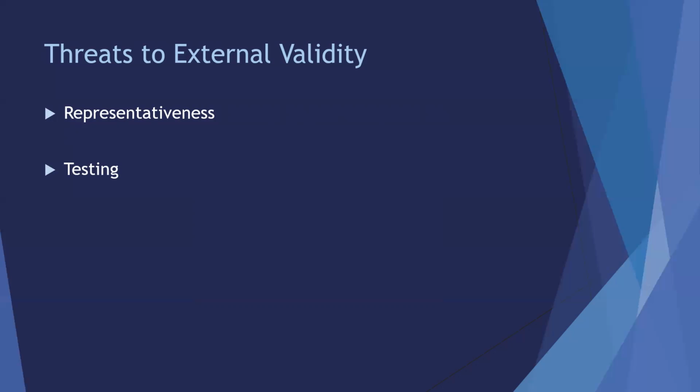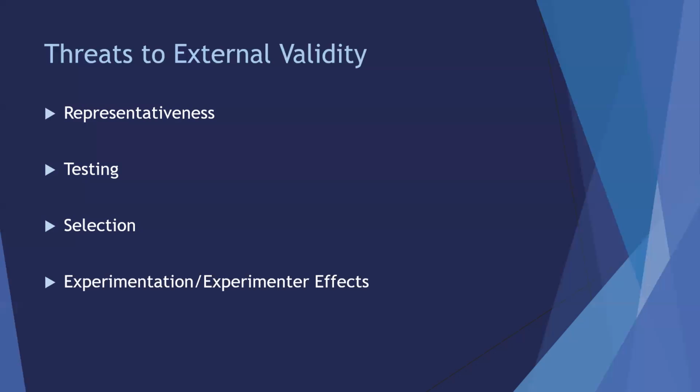Another threat to external validity is testing. You will recall that this was also a threat to internal validity. Here, testing is an issue in the sense that in the real world, there will typically not be a pretest, so results must be generalizable to the context where a pretest does not occur. Selection, which was also a threat to internal validity, is a threat to external validity too. Again, participants may vary on certain traits that could interact with the results of a research study, reducing the generalizability of these results. A final threat to external validity is experimentation or experimenter effects.